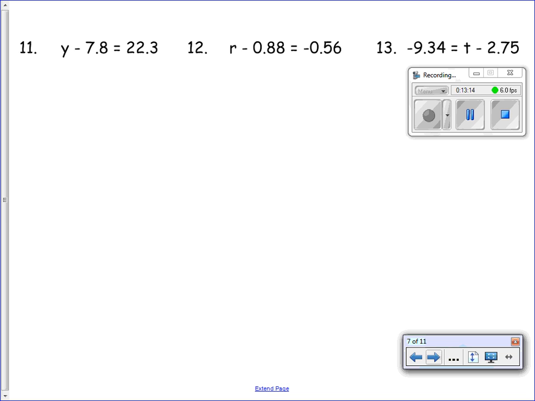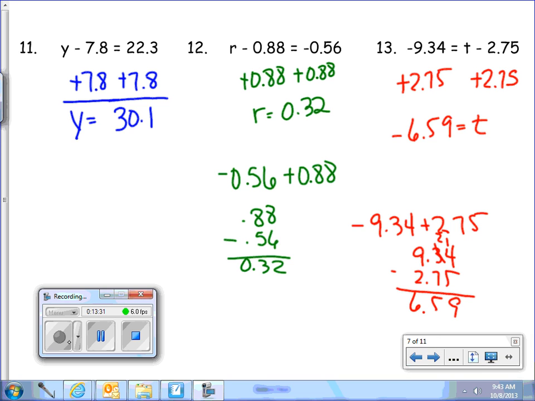Again, 11, 12, 13, work these practice. The reason why we're having so many practice ones is each one is using a different technique or a different way to answer it. These are practicing for your homework, so go ahead and answer these and come back and check your answer. Remember, our goal is to isolate the variable using inverse operations.